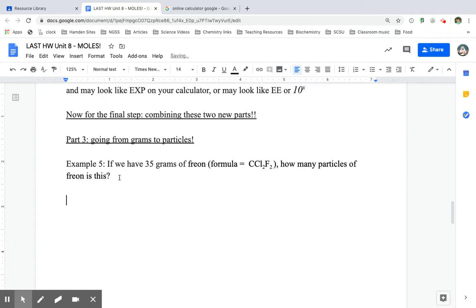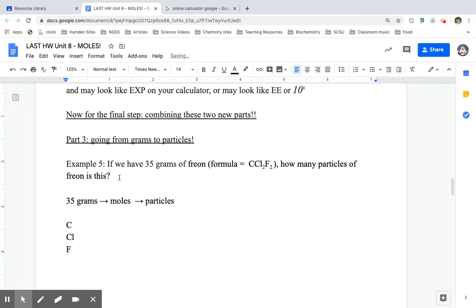So first, we have to go from 35 grams to moles. Then we have to go from moles to particles. All right, that's our strategy. Okay, so if we want to go from grams to moles, we need to know the gram molar mass. So we have carbon and chlorine and fluorine.